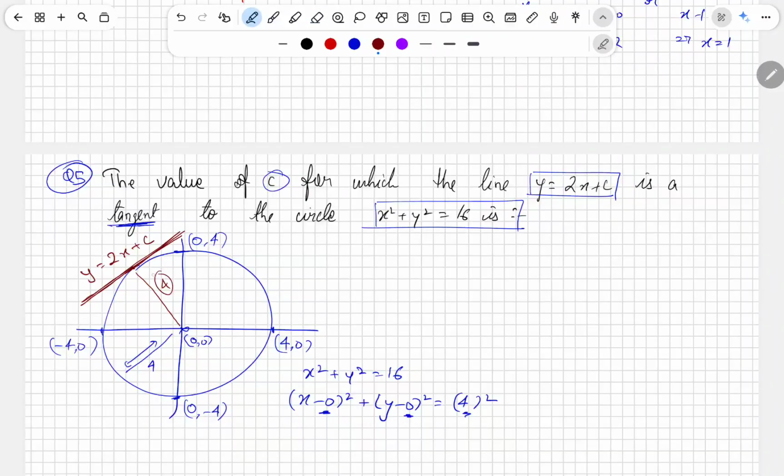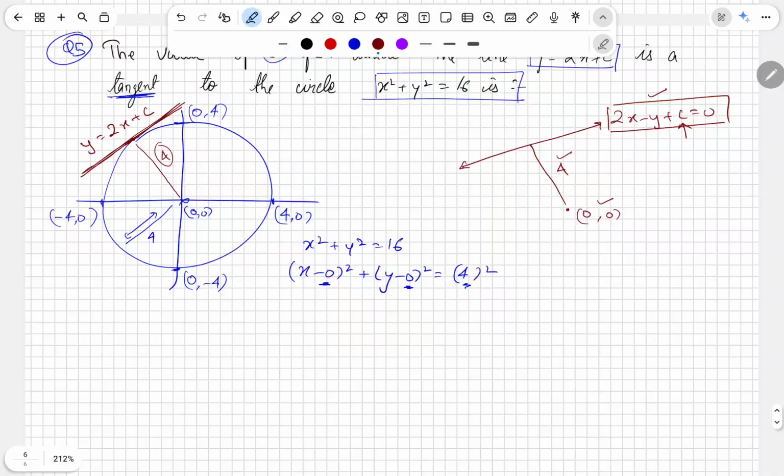The radius is 4. So this line, which is 2x minus y plus c equals 0, I am bringing y to the RHS. This is the equation of the line. This line from the center, that is 0 comma 0, is at a distance of 4. Now the distance is given, the point is given, the line is given. We have to find c.